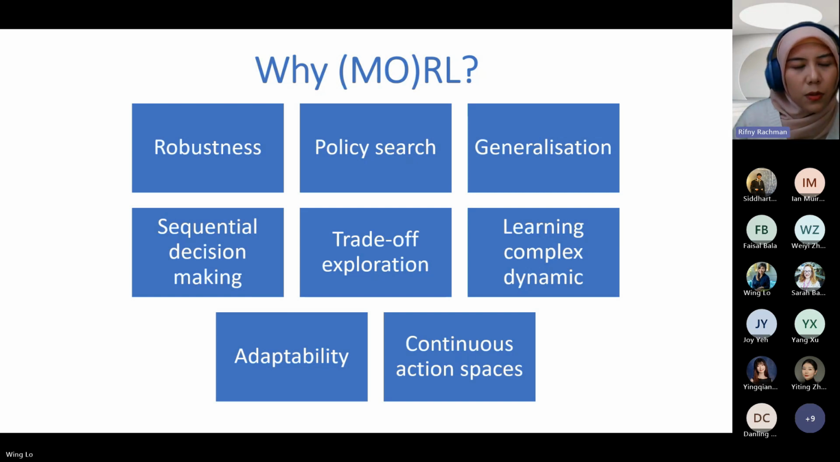And there is also multi-objective reinforcement learning that is able to find the trade-off between more than one objectives. And then reinforcement learning is also able to learn under the complex dynamic, and it has also good adaptability, and it can also work in continuous action space.